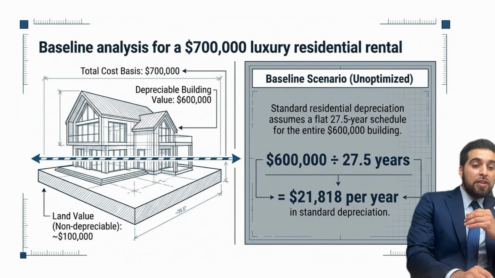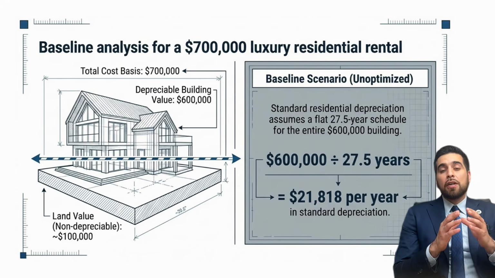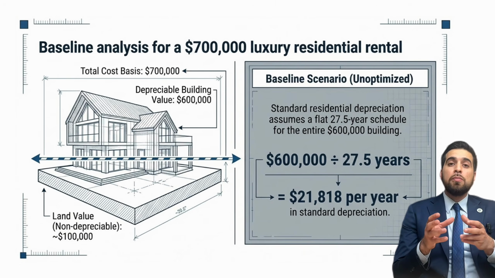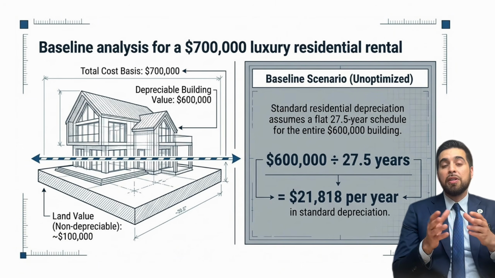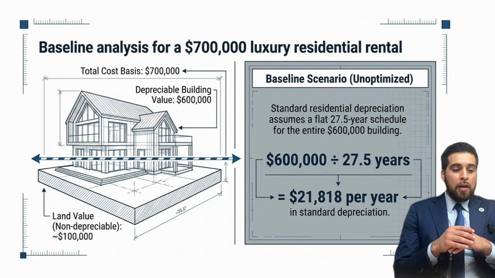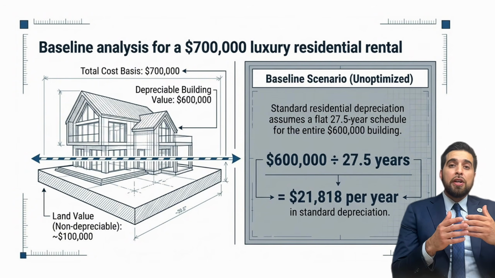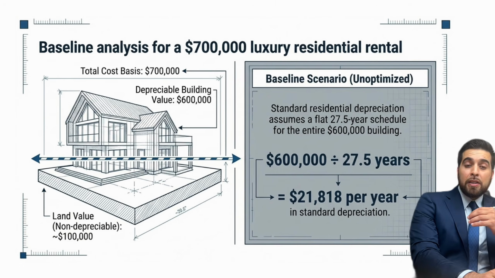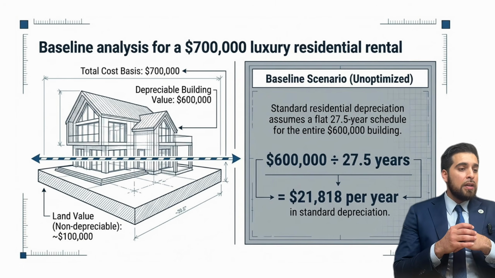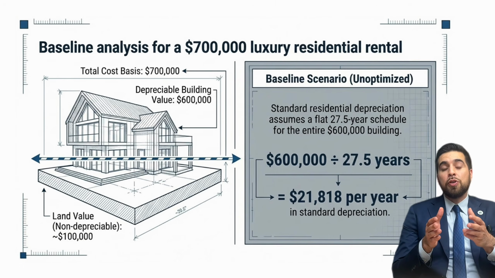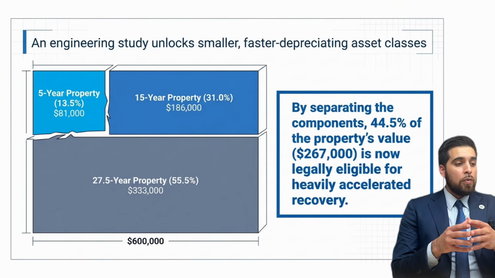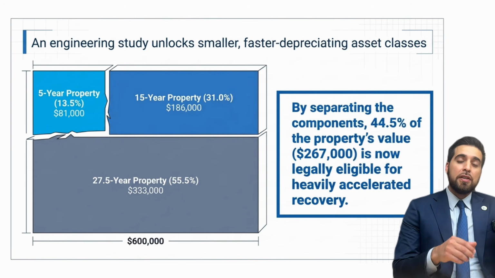cash flow. So in this case study, we're going to take a $700,000 luxury home. With the total cost base of 700K, we can estimate that the land value is 100K. And we know, or we should know, that land value cannot be depreciated. It's infinite. So our remaining depreciable building value is 600K. If we divide that by 27.5 years, we could see here that the depreciation is only $21,818 per year.